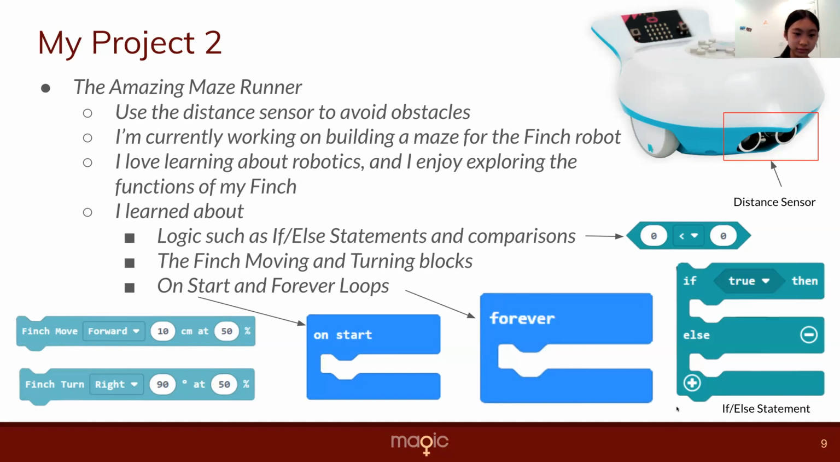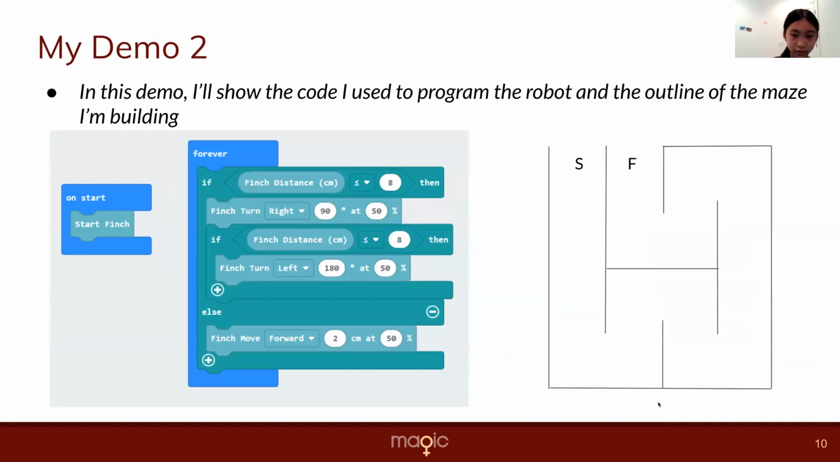Next slide. This is my demo. On the left, it's the code I used. It's pretty simple. It's actually just if-else statement that I can see, like if, for example, if the distance is less than, say, 8 centimeters, the Finch will turn. And on the right, it's the outline of the maze I'm building. Next slide.